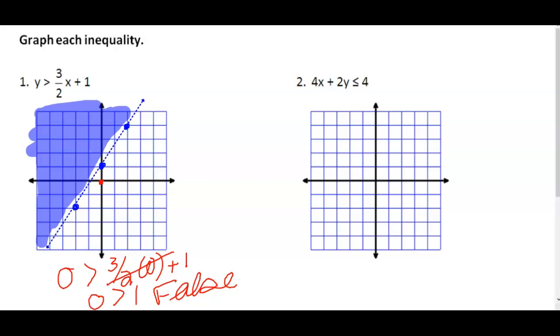Number 2, solve for y. You have to have y on the left by itself to follow the rules I gave you above. So we have to isolate the y. So we subtract 4x.